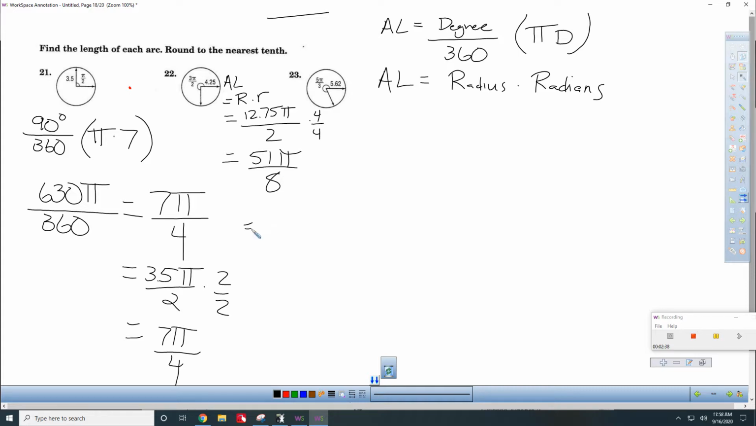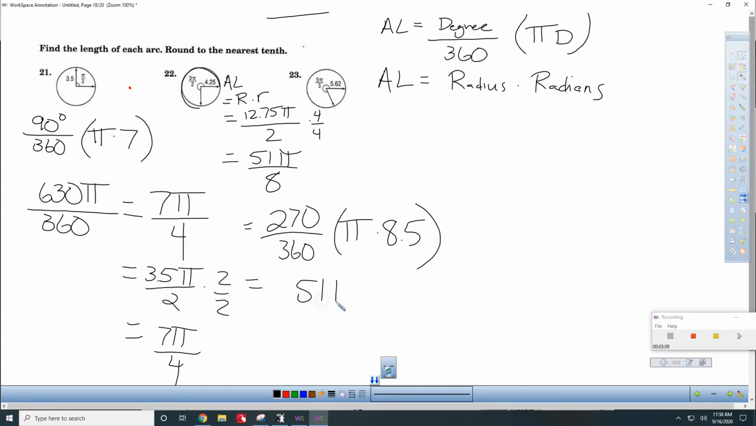Okay? Now, you could also go the other way. It's a 270 degree arc, because it's going this way, over 360 times pi. Our d is 8.5. And when you multiply all these out and simplify it, you get 51 pi over 8. So you can do it whichever way you want.